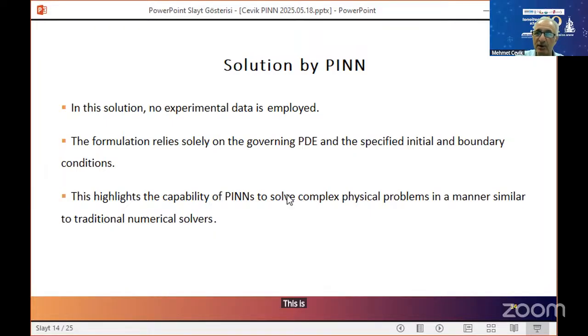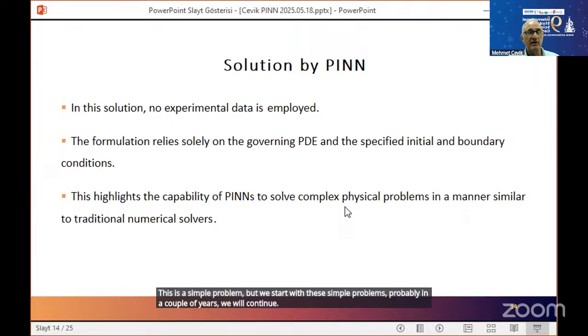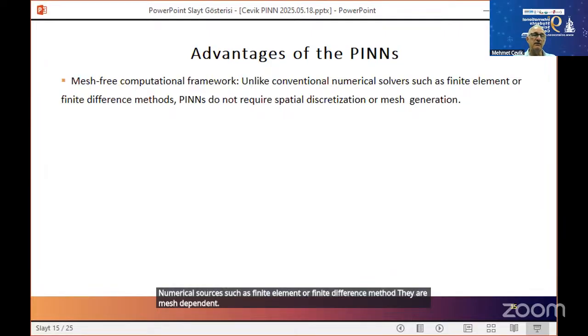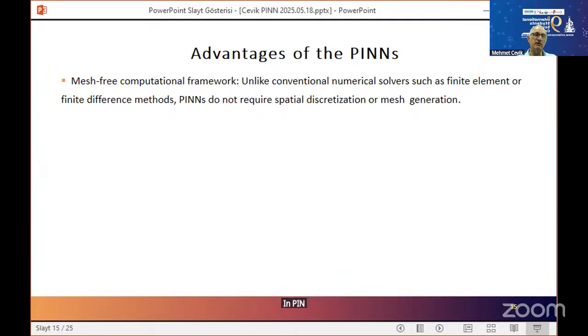This is a simple problem, but we start with these simple problems. Probably in a couple of years, we will continue with more complex problems. What are the advantages of this method? It's mesh-free. Unlike conventional numerical solvers such as finite element or finite difference method, which are mesh dependent, in PINNs we do not require discretization.